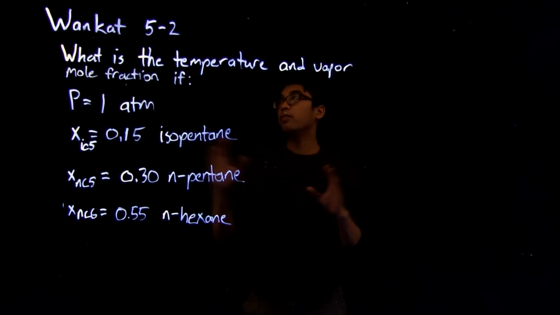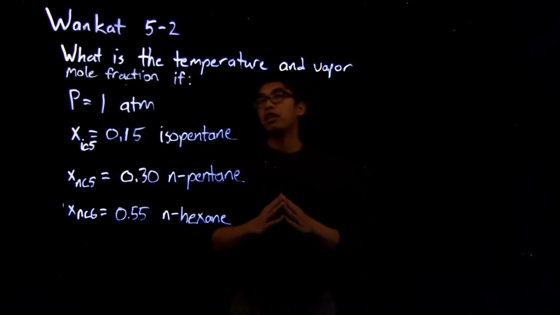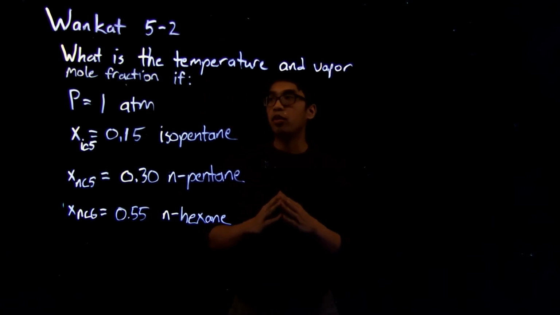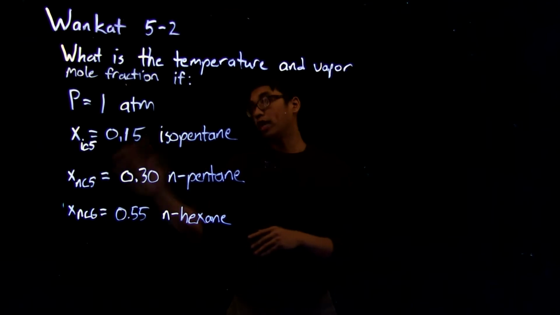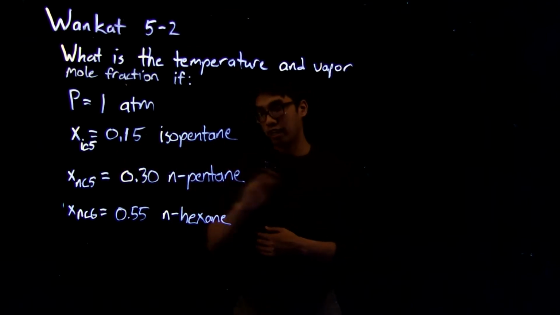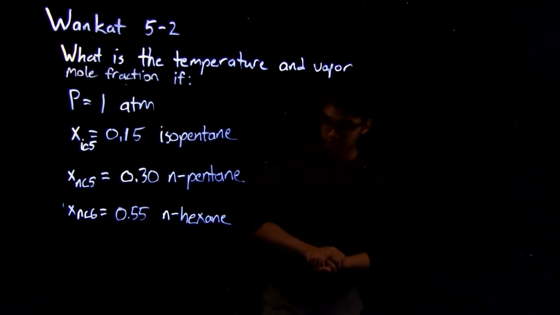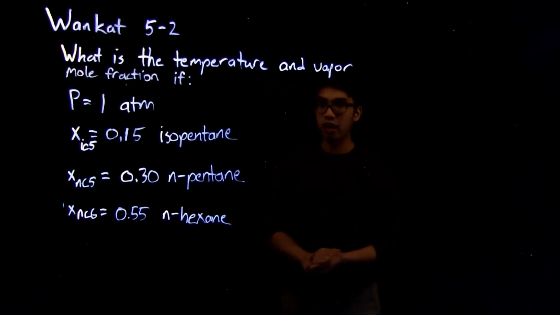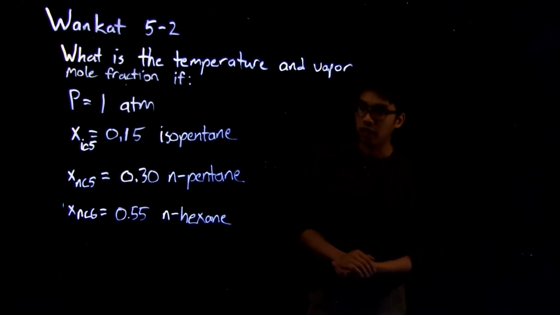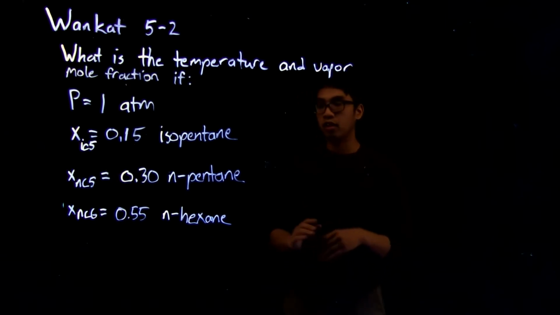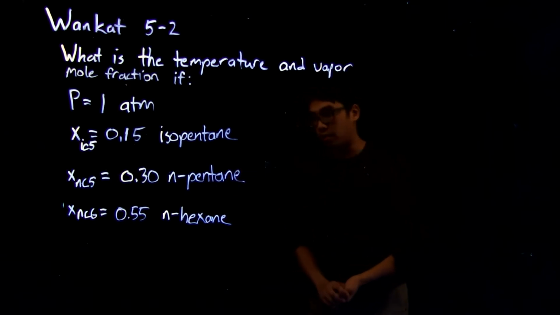So here's another problem in Wankat 5.2. The question is, what is the temperature and vapor mole fraction if the pressure is 1 atmosphere and we have 3 components: isopentane, n-pentane, and n-hexane. Once we have more than 2 components, we now have a multi-component equilibrium problem. And unfortunately, these problems cannot be solved simply using Raoult's law or a simple equilibrium relationship.